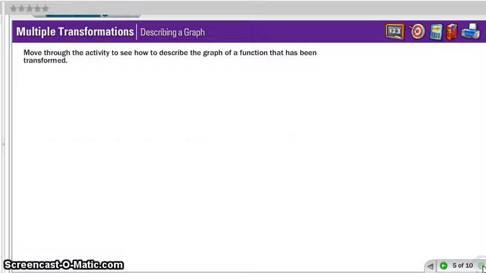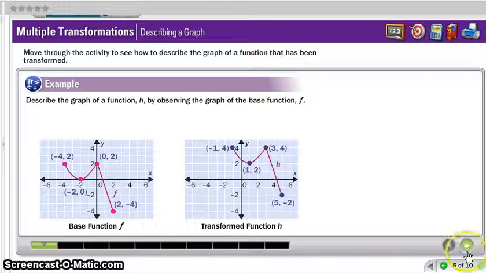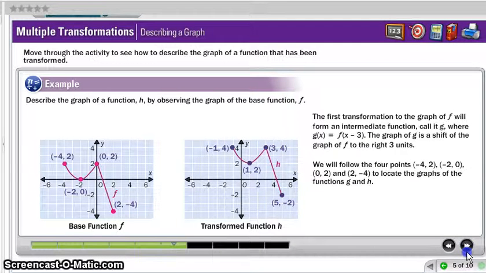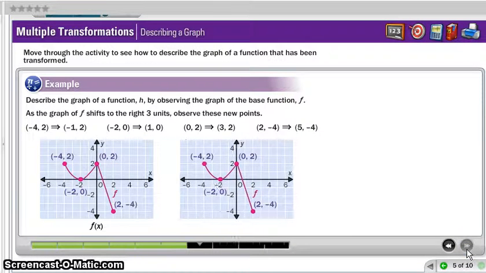Let's see what else we got here. Sorry, I didn't realize I wasn't at the end yet.